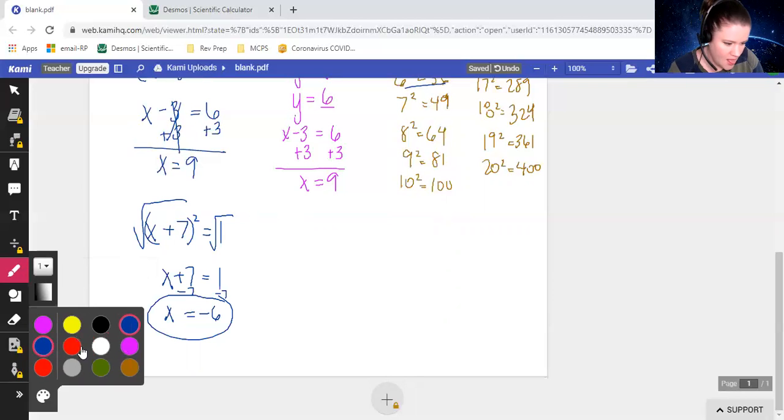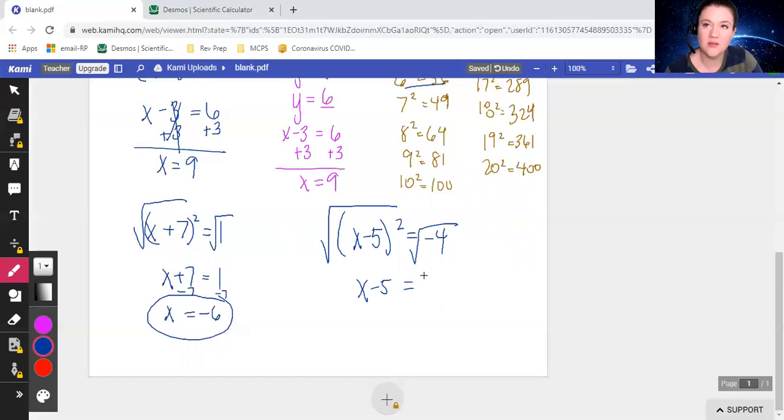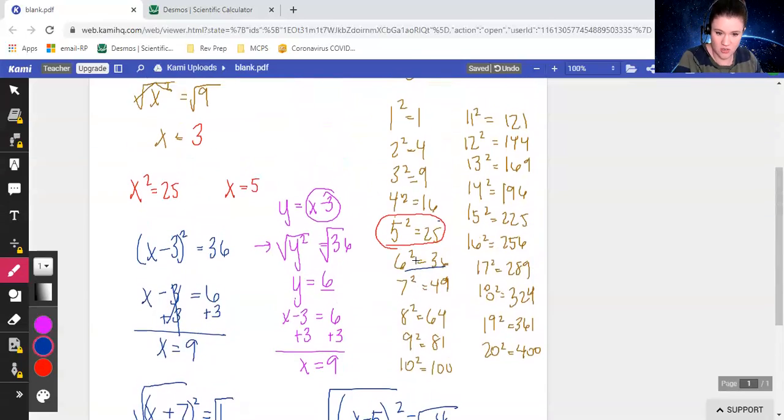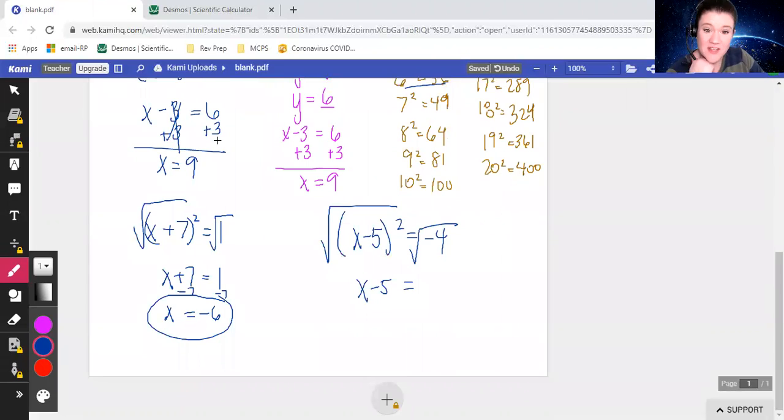If you do get one like number 11, x minus 5 squared equals negative 4, at this point it doesn't exist, and that's why we call it imaginary. If I take the square root of both sides, I'm going to get x minus 5. But then you want to ask yourself that original question: what times itself is negative 4? Nothing, because 2 times 2 is positive 4, and negative 2 times negative 2 is still positive 4. So at this point, it's imaginary.